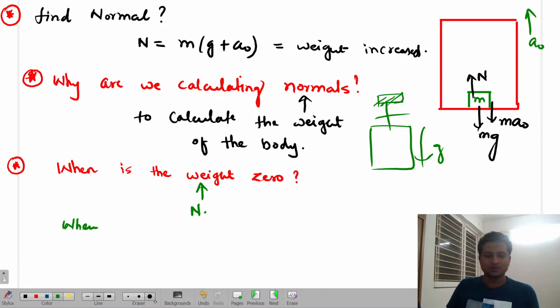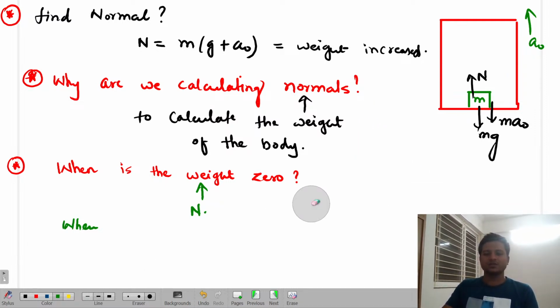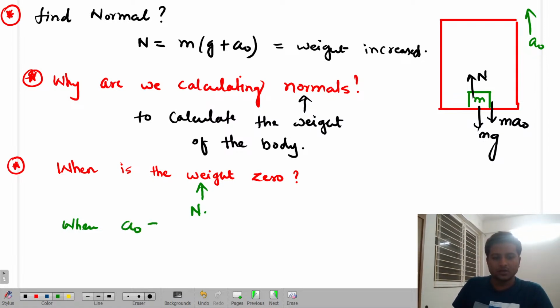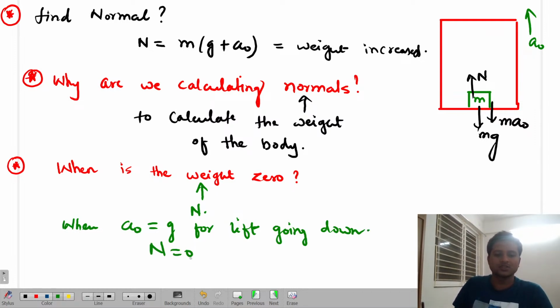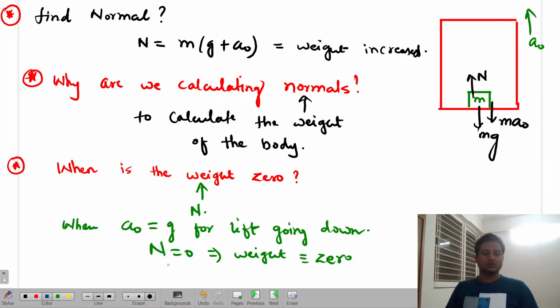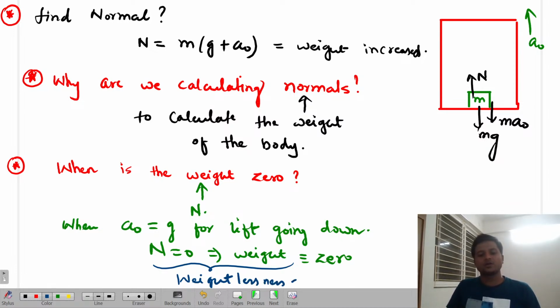Word or not? Yes. So when a naught is equal to g for the lift going down, basically due to that, normal becomes how much? Zero, and that means weight has become how much? Zero. That's when we feel weightlessness. When is the condition of weightlessness? When normal becomes zero. Are you able to get me or not? Is that clear or not?